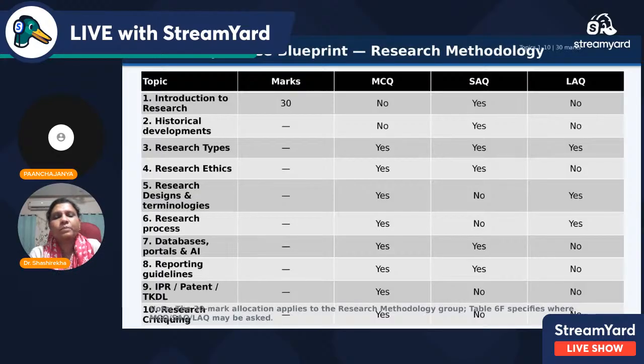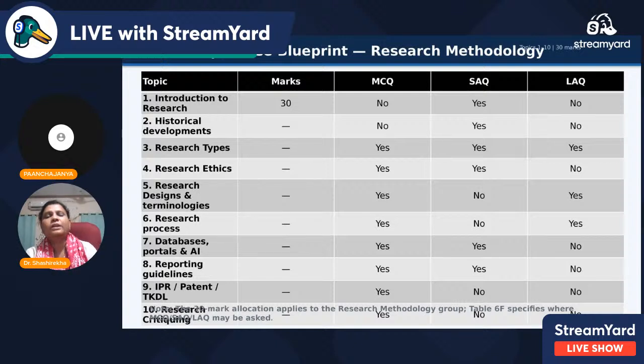Databases, portals, and what is the importance of AI. What are the portals, what are the databases, how you can access the databases. All this will come under this topic, and it may be asked for MCQs or SAQs. You are supposed to prepare them for 5 marks.